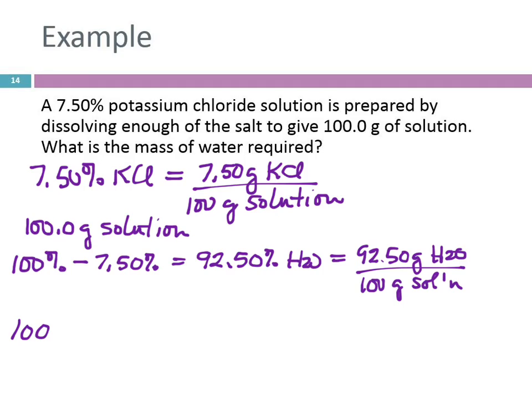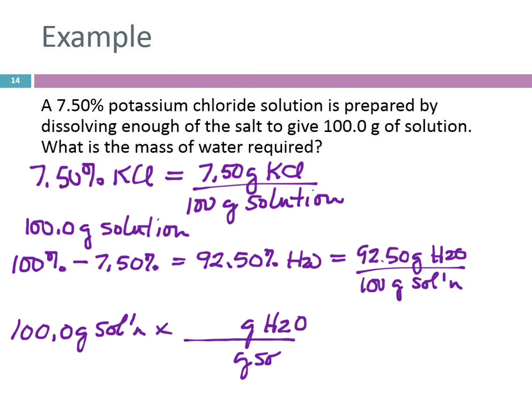Now we have what we need. 100 grams of solution. And we're just going to look at the units. I want grams of water, and I want to divide by grams of solution. So I'm going to put the units in. Well, that's that one too. So they cancel out. And then I look at this. It's 92.5 grams of water per 100 grams of solution.